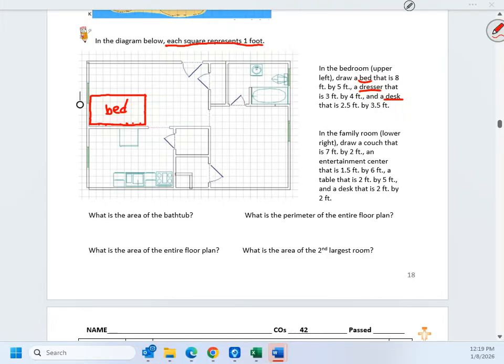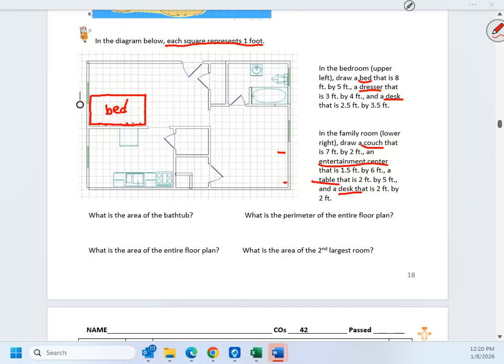Then in the family room, which is the lower right, draw a couch, an entertainment center, a table, and a desk that will all fit into that room. Okay, so you're going to do your best. Now when it says 1.5 feet, how many squares would that be? Clara? 1.5 squares. Okay, so with my marker, you're not going to see it so well, but that line would be at the middle of the square instead of the full square.